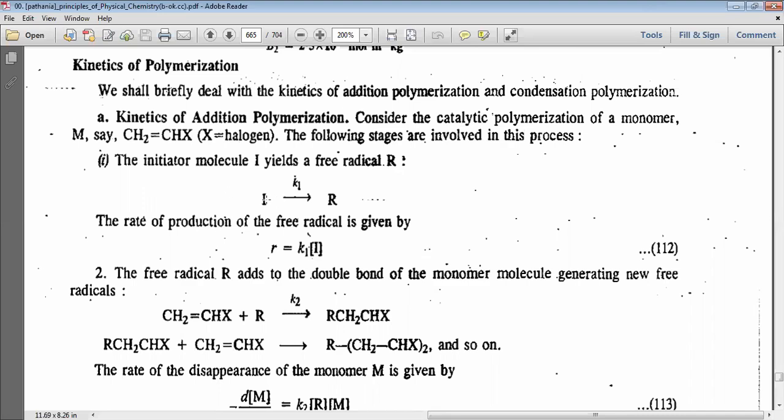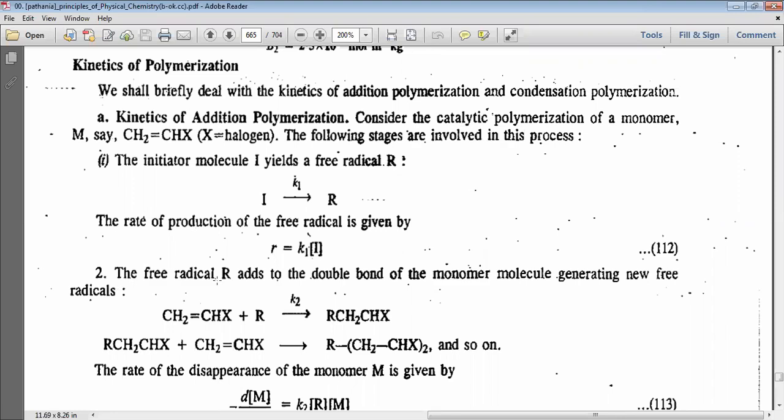Here I goes to R. First step of addition polymerization, initiation. The initiator initiates and yields a free radical. Initiator molecule I yields a free radical R. The rate of production of the free radical is given by the equation R equal to K1 into concentration of I. Say this is equation number 1.